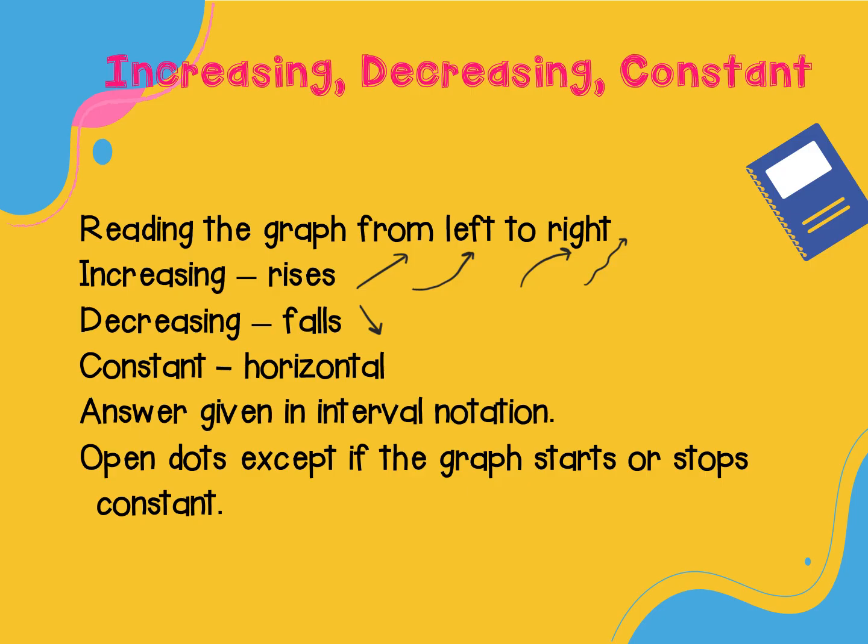Decreasing, you can probably guess, is going to go down from left to right, so it might look like any of these scenarios right here. Constant is going to look one way and one way only, and it's going to be straight from left to right. It's going to be completely horizontal.